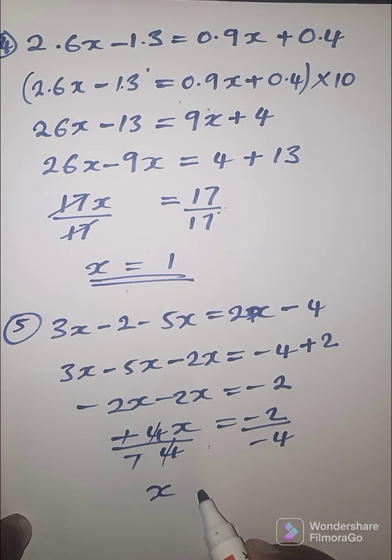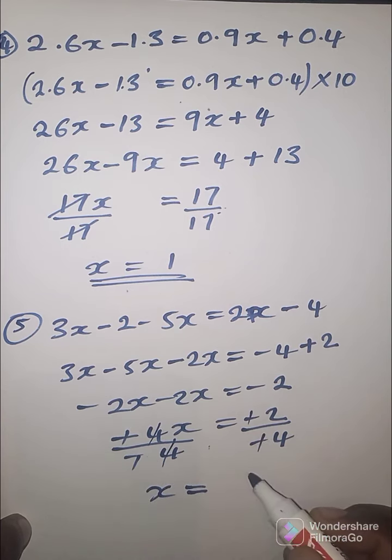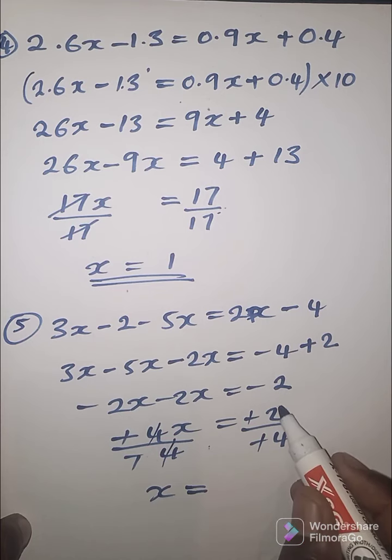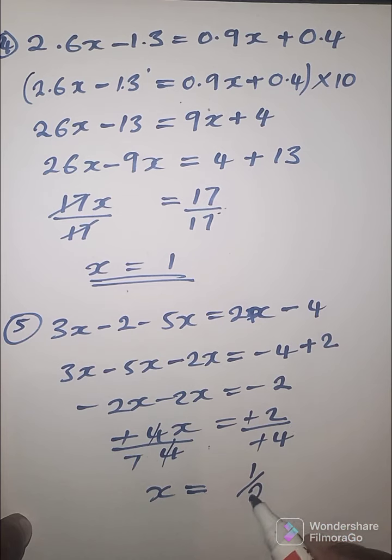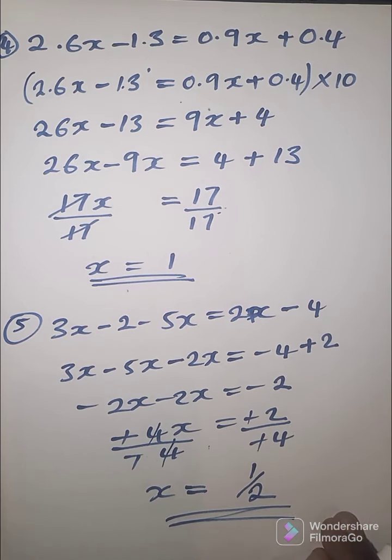We remain with x there is equal to negative into negative, that is positive, and 2 into 2 is 1, and 2 into 4 is 2. So meaning that the solution to this equation is 1 over 2. The solution to this equation is 1 over 2.